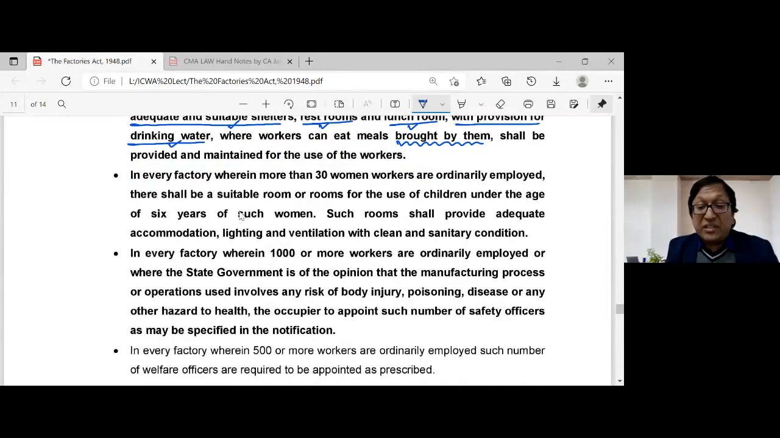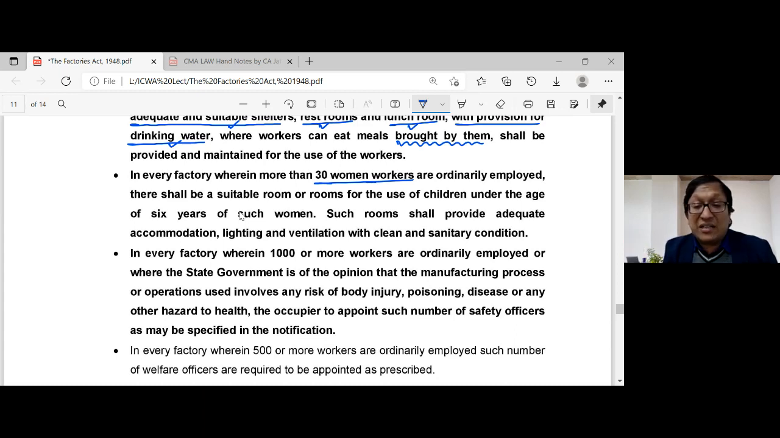In every factory wherein more than 30 women are working. Okay, so if women workers are working, then there will be small children as well, because small children generally remain with their mother. Say there is a child of 1 year, 1.5 years, 2 years. So where will the women leave their children? For them, for bigger factories, you need to have a crèche facility.